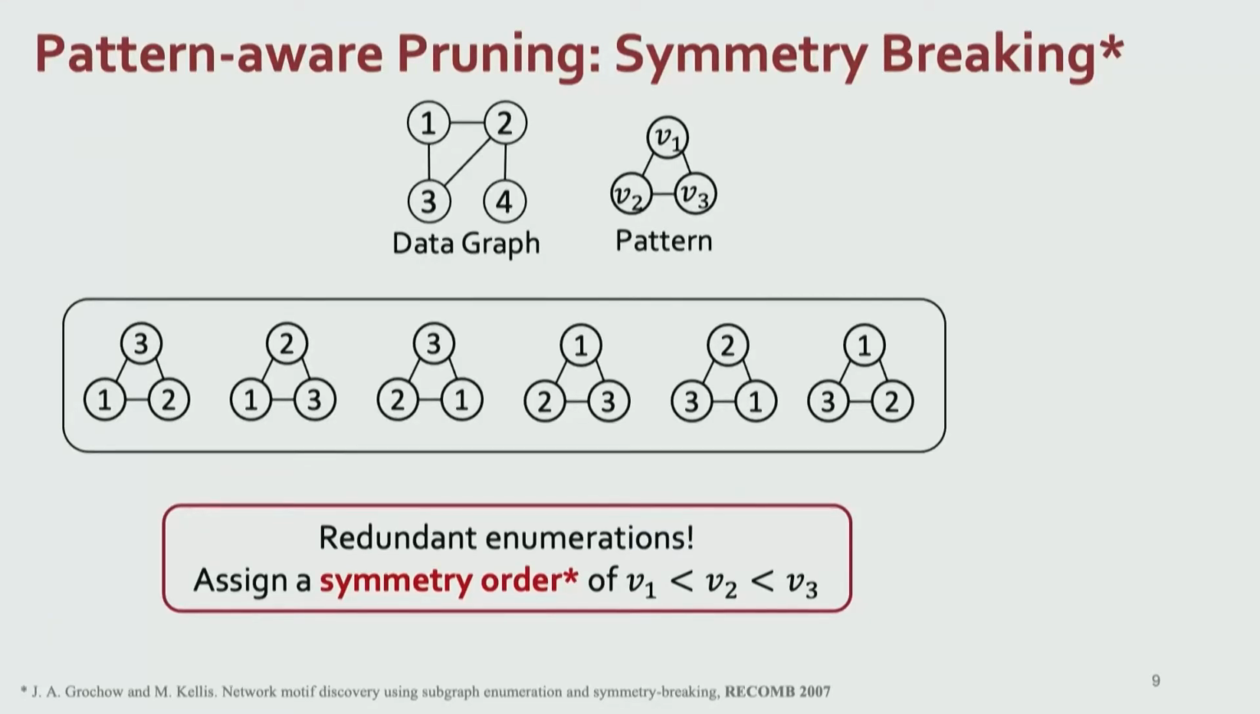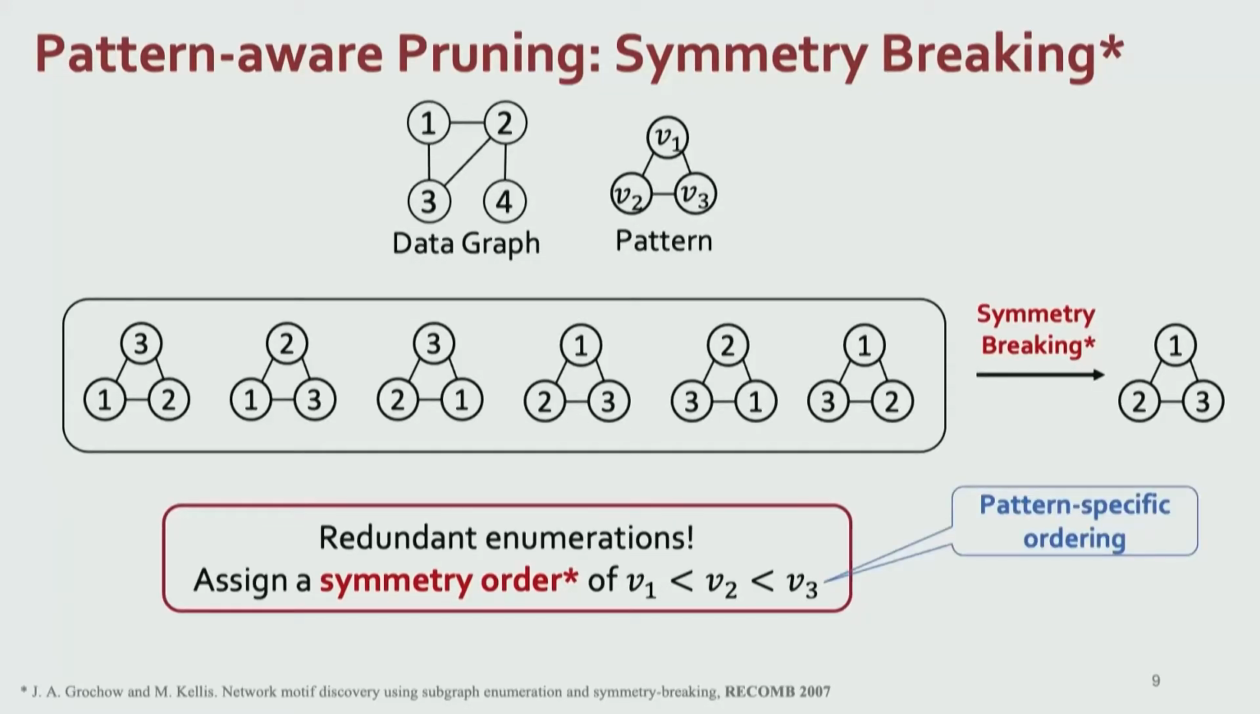V1's ID smaller than V2's ID, smaller than V3's ID. And using this ordering as a constraint, only one triangle can meet the requirement, and all the other subgraphs can just be pruned. And notice that this ordering is pattern specific, which means that for different patterns, these symmetry orders are different.